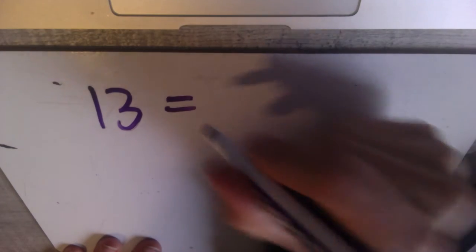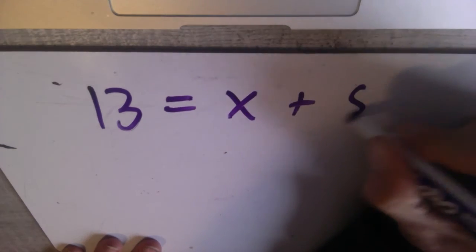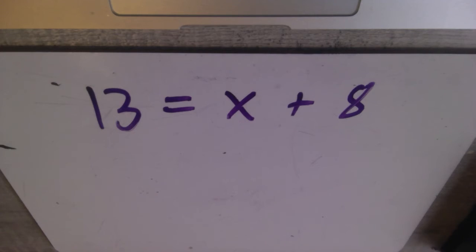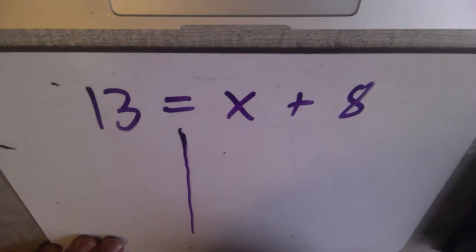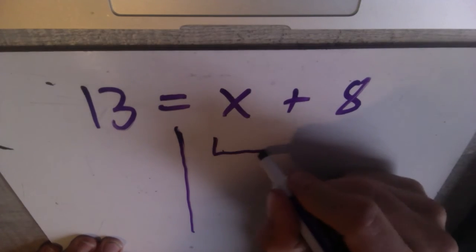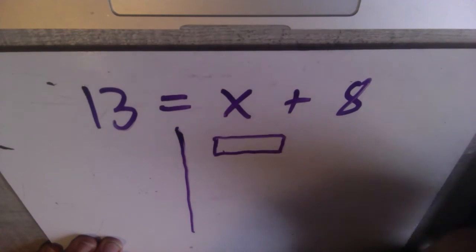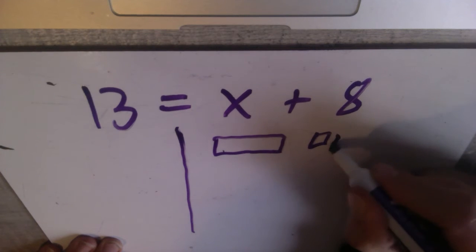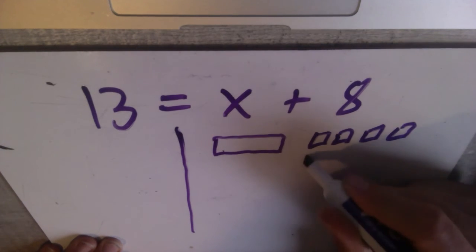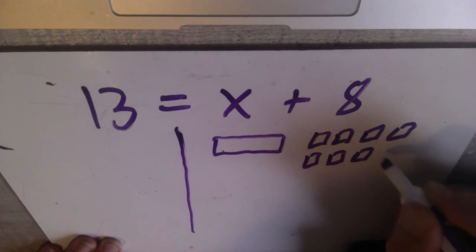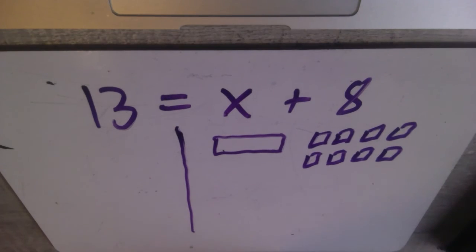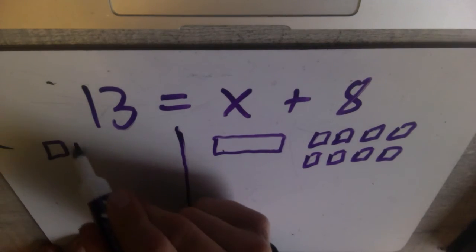We have 13 equals x plus 8. So they've switched it up here, and they've just put the answer on the left side. It doesn't matter. We're going to do the same thing. We'll draw our line to separate. We've got our variable x shown right here. We've got positive 8. 1, 2, 3, 4, 5, 6, 7, 8. And on my left side, I have 13. Draw those 13.